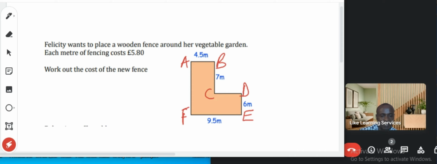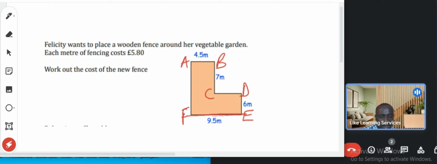9.5 minus 6. Are you sure it's minus 6? I said 6. Are you sure it's supposed to be 9.5 minus this 6? Are you sure it's this 6 you should use? Look at this. You consider this length, and you are supposed to consider the one that is also a length, the same plane with it.